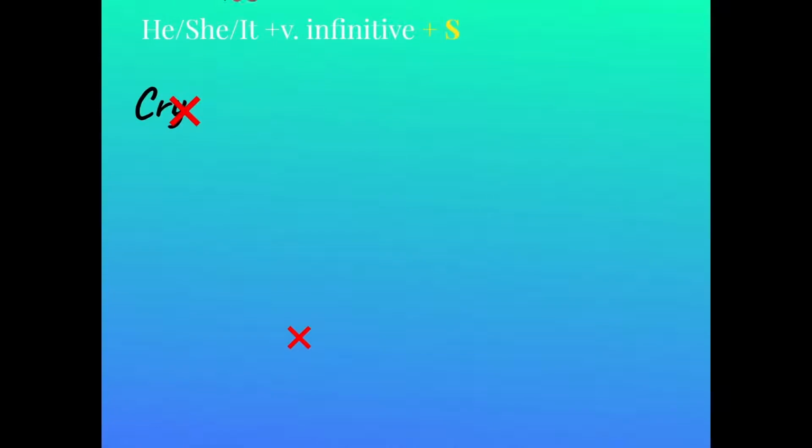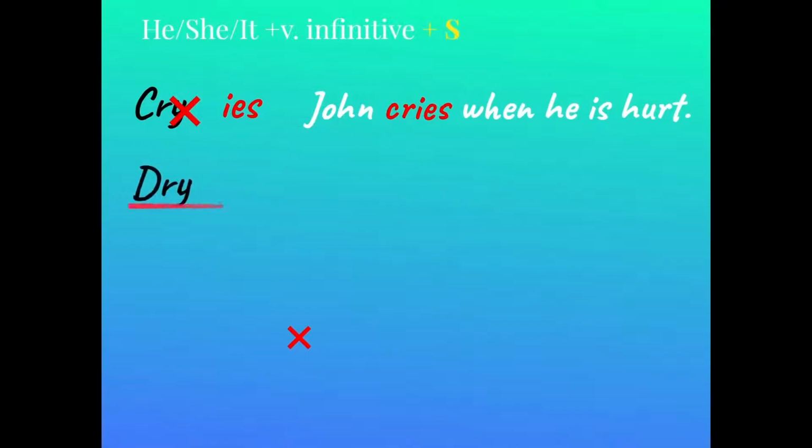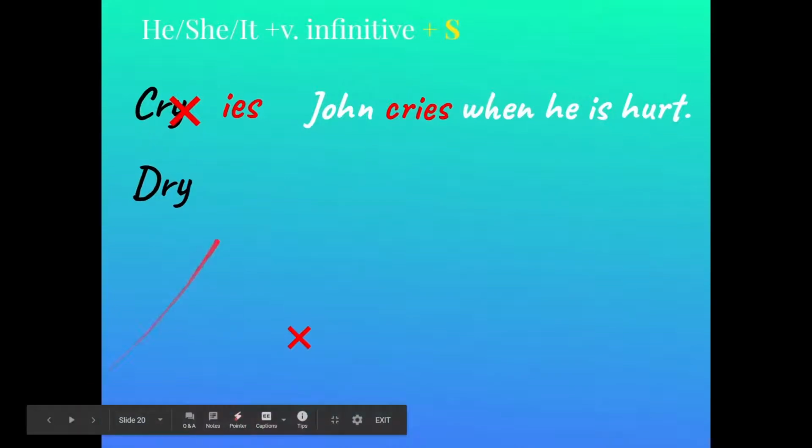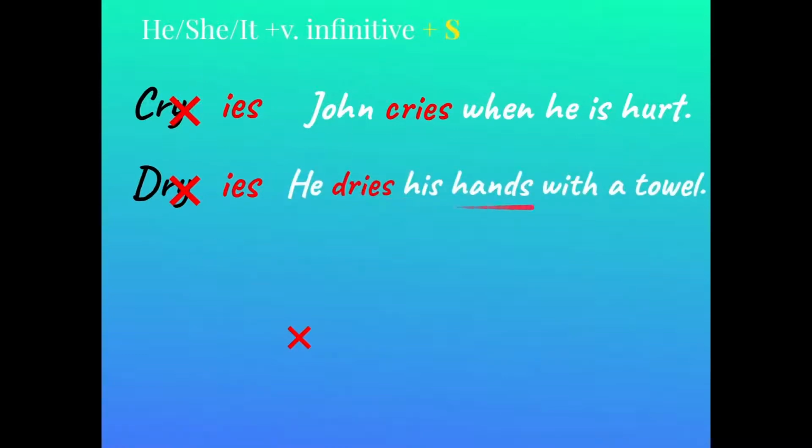Cry, you cross the Y and add IES. John cries when he's hurt. Dry, the same. Do I have a consonant? Let's see. I have a consonant plus Y. What do I do? I cross the Y and add IES. He dries his hands with a towel.